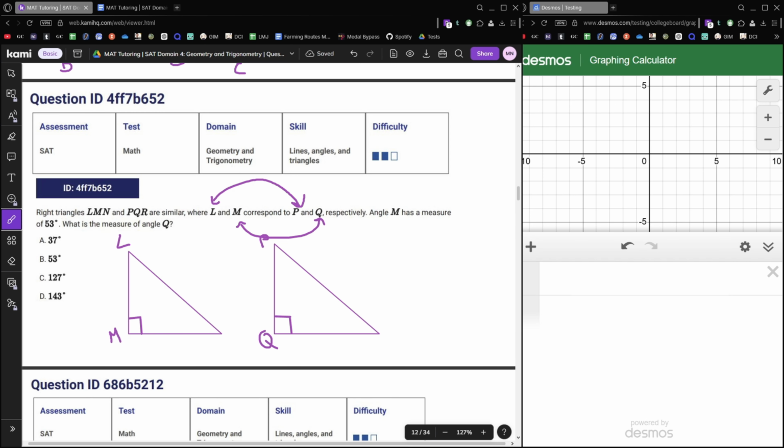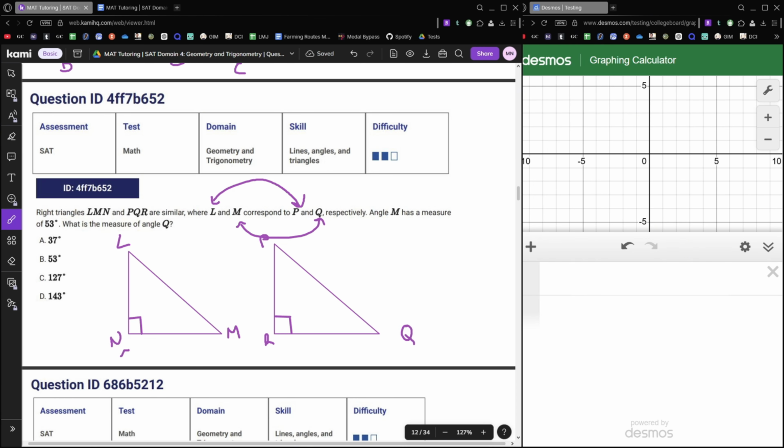Now they don't tell us which angle is the right angle, so I don't think it matters where we put it. Well, actually, I know it does not matter because I could never be wrong. Alright, and let's just go ahead and finish up our triangle. This would be N and this would be R. They tell us that angle M has a measure of 53 degrees. Dang, I was wrong. Alright, that's rough.